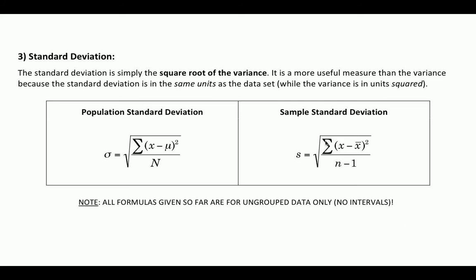So here we have the sample standard deviation, which you'll notice is exactly just the variance, but now we've taken the square root of it. So instead of s squared, it's s. Now this is one little note: all of these formulas that we're doing are for ungrouped data only. So this is for raw data. This is not data that's been put into intervals. For that, you can pay attention to the next lesson.